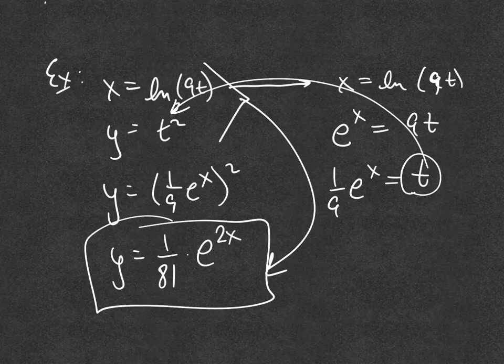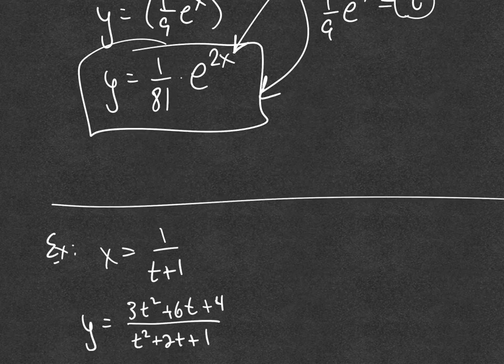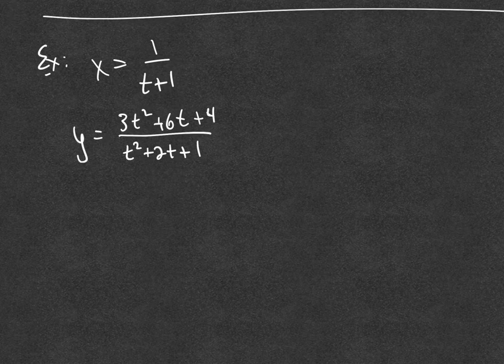Second example, if when you look at the original parametric equations, would you have recognized that that's an exponential? Probably not, but it's clear at the end that it's an exponential because you see the variable in the exponent. So the challenge question on this third example would be, what kind of graph would we have for these two equations? x equals 1 over t plus 1, and y equals 3t squared plus 6t plus 4 over t squared plus 2t plus 1. What is that going to be?